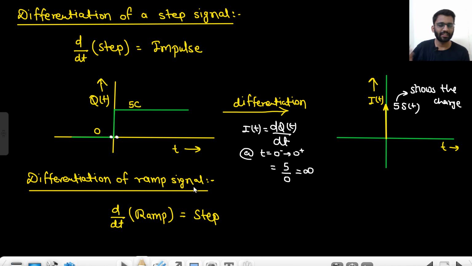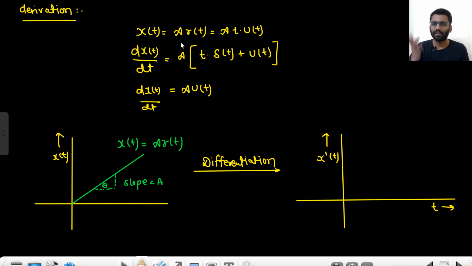Now differentiation of a ramp signal will give you a step signal. Just like differentiation of a step signal gives you an impulse, differentiation of a ramp signal will give you a step. Have you understood this point? From 0 to 5 we are going in no time, that means there will be an impulse of 5 delta t. I hope you have understood this point. This is a very simple derivation.